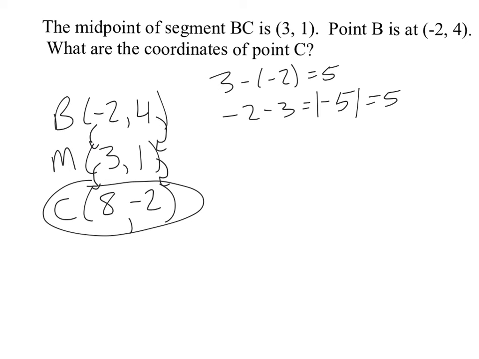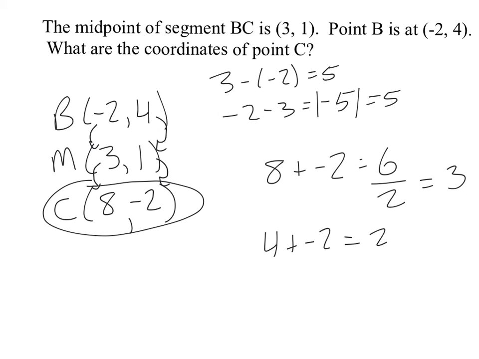Now we can do a quick check using our midpoint formula, which says that these have to average out. So 8 plus -2 is going to give me 6, divided by 2 equals 3. So the average of 8 and -2 is 3. That checks out. Then 4 plus -2 is 2, divided by 2 is 1. This checks out. So this midpoint works. So it's always a good idea to check your answer using a known formula at the end of your problem to see if everything works out. So that is using the midpoint formula.